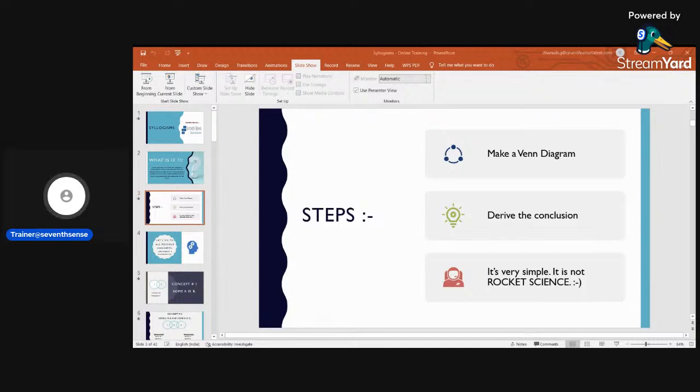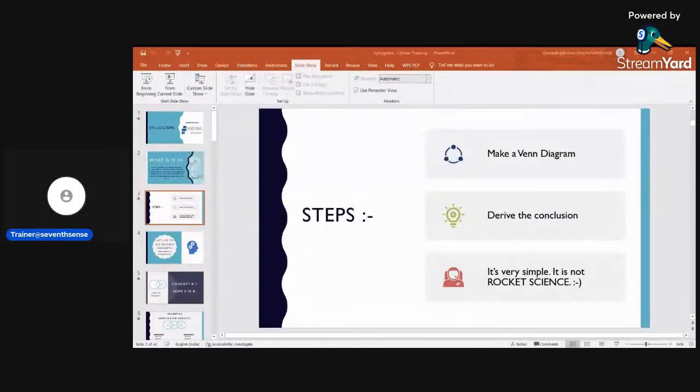Clear? So these are the statements. Some A is B is a statement, and this diagram is a Venn diagram that represents the statements. Based on this diagram, we can derive conclusions. So let's see what the possible conclusions are for this Venn diagram. Some A is B is our first conclusion, and some B is A is our second conclusion. So this is all vice versa.